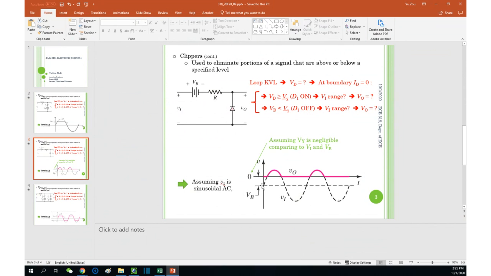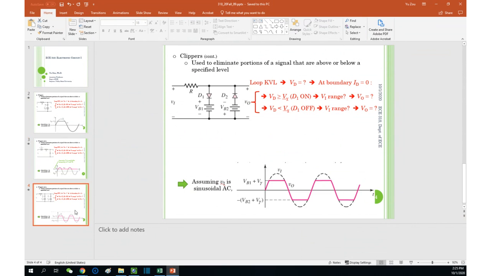And the third circuit in this clipper circuit is nothing but the one we did in the lab today. Chop off the top and bottom. So you can try to do this.